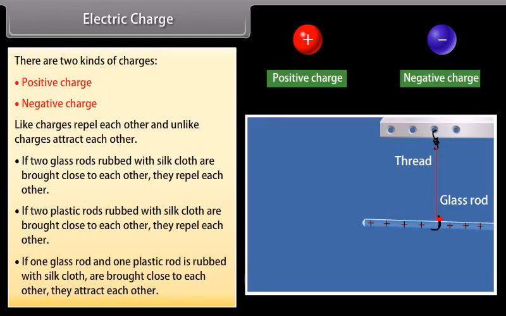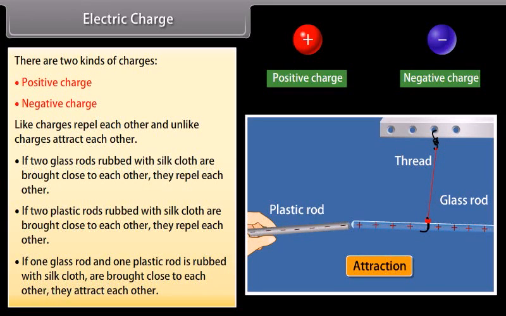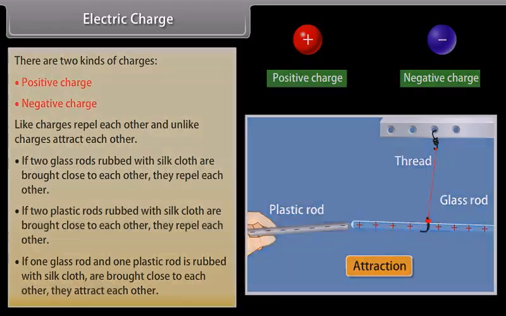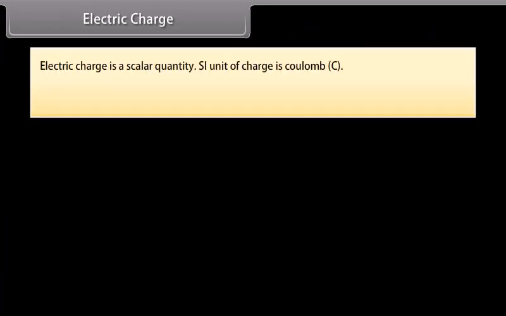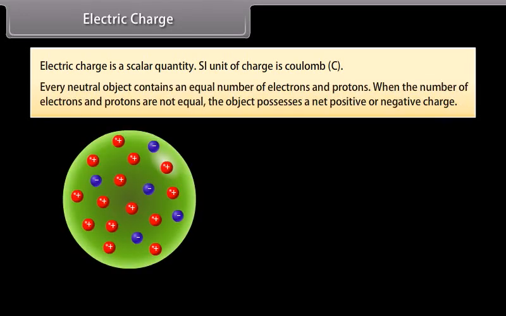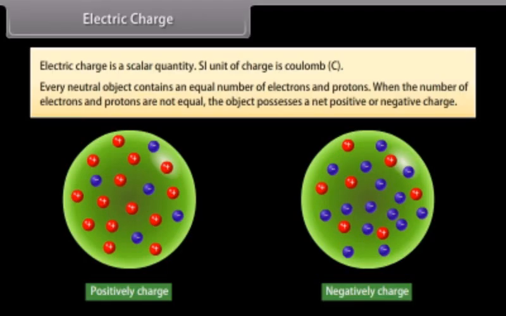If one glass rod and one plastic rod rubbed with silk cloth are brought close to each other, they attract each other. Electric charge is a scalar quantity. SI unit of charge is Coulomb. Every neutral object contains an equal number of electrons and protons. When the number of electrons and protons are not equal, the object possesses a net positive or negative charge.